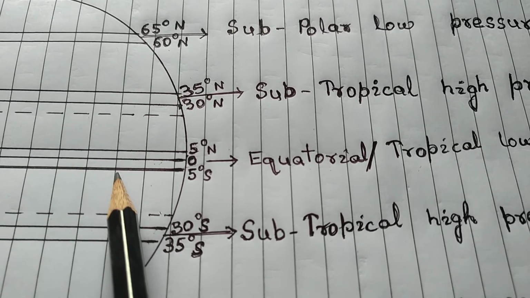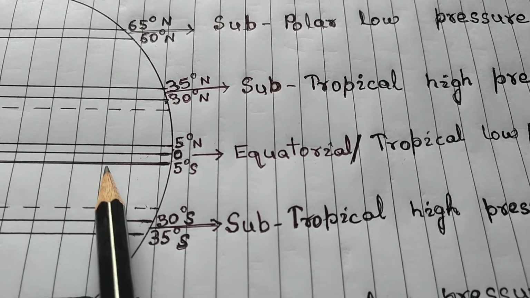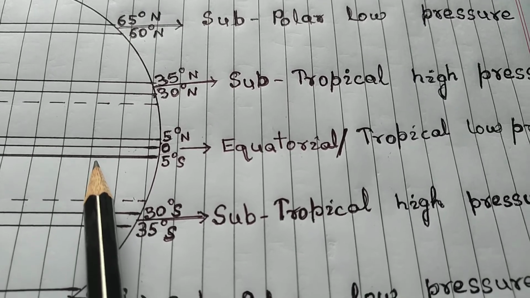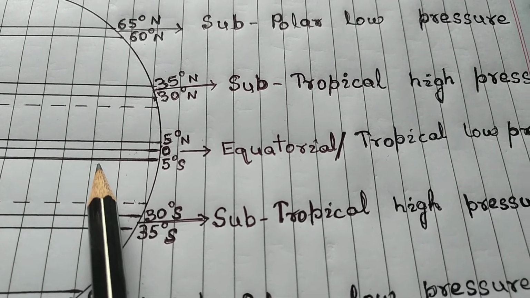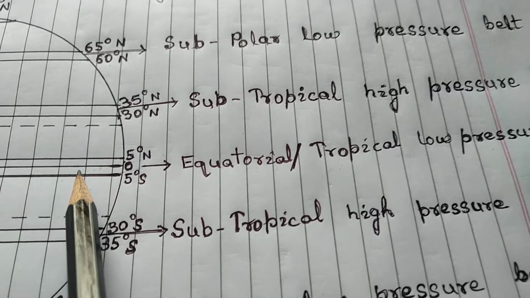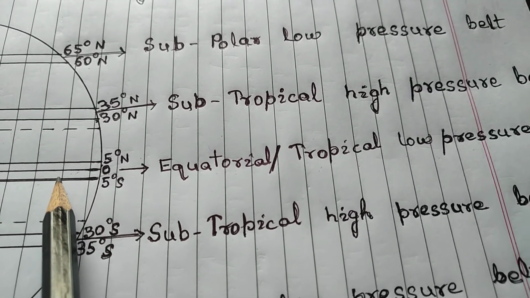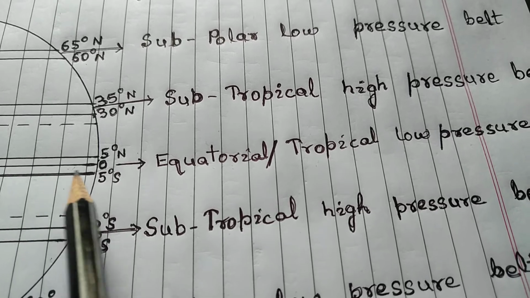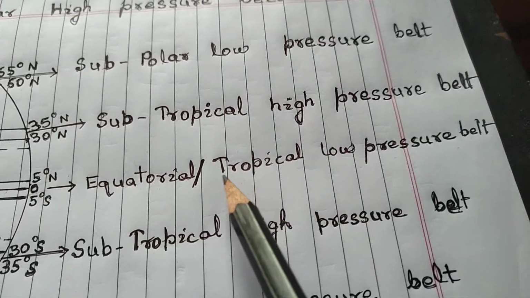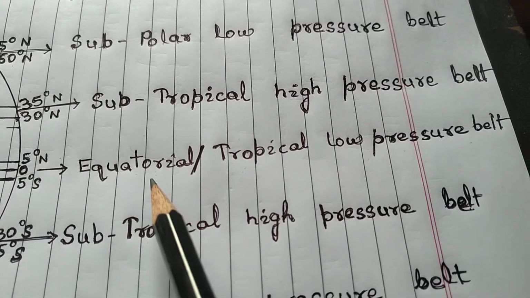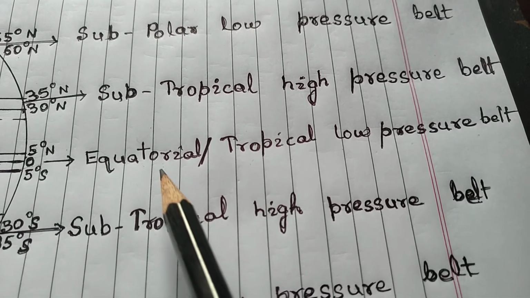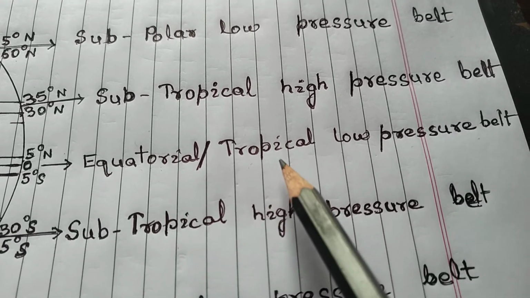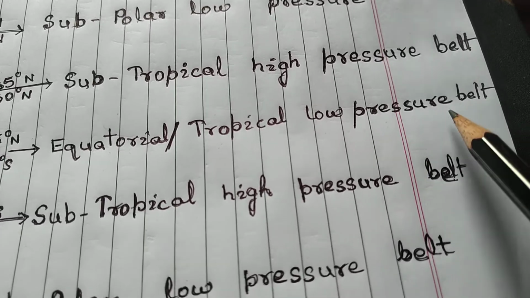will get heated and it will go up. It will move vertically. So after the vertical movement of air, we will find that the air is vacant, a vacuum. A vacuum area is here. So the pressure will be low. That's why the name of this pressure belt is equatorial or tropical low pressure belt.